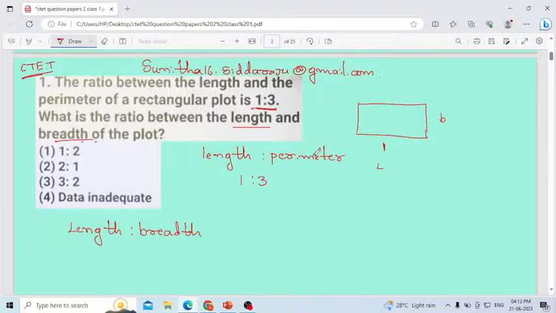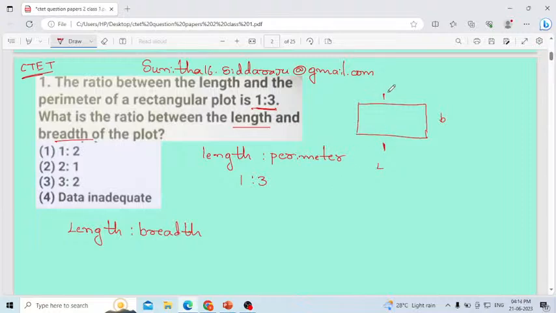Here length they are given in the ratio 1. Here opposite sides are equal, therefore the opposite side is also 1. What is meant by the perimeter of a rectangle? Perimeter of a rectangle is nothing but the length of all the four sides. How much are they given? Everything I am considering here in terms of ratio only. Total perimeter, otherwise total length of the boundary, is 3.